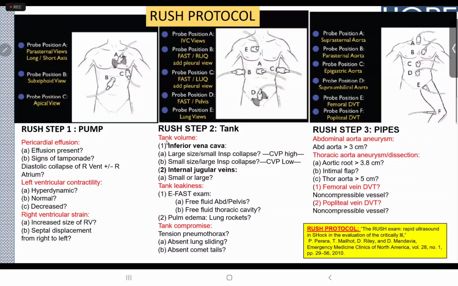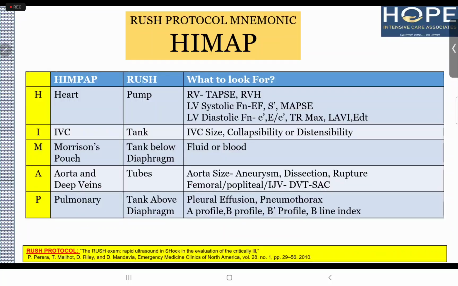And you may put this into perspective by this mnemonic called HIMAP. This HIMAP is nothing but a summary of what you look for in pump, tank, and pipes. HIMAP stands for H, heart, where you examine the heart and summarize it. I, IVC, size and collapsibility or distensibility. M is Morison's pouch, whether below the diaphragm there is any free fluid. A is aorta and deep veins, where you need to look for aneurysm, dissection, rupture, and DVT in veins.